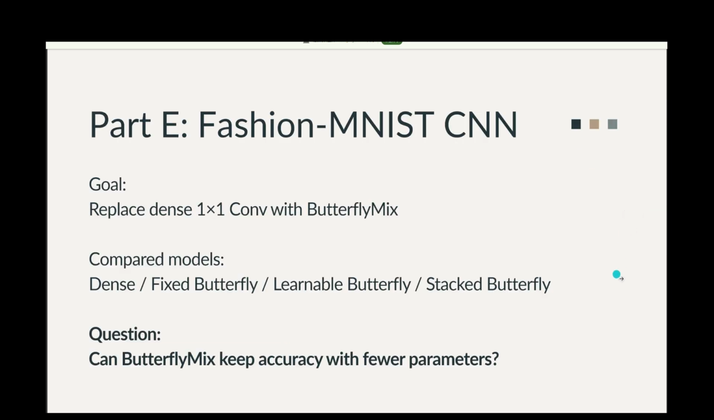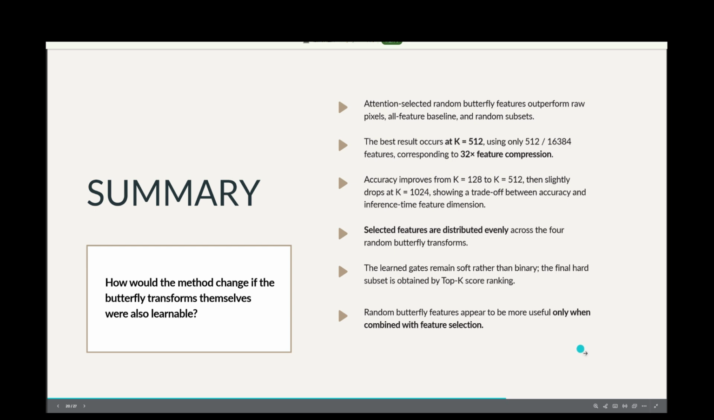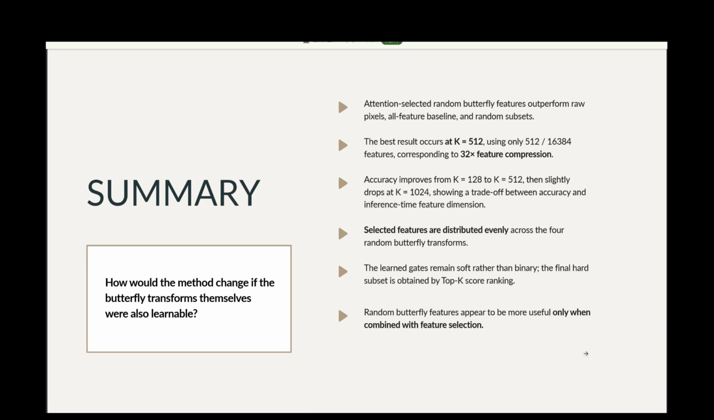For the last question, if the butterfly transform were also learnable, the main focus will change. In my current experiment, the butterfly transforms are fixed and random, so the main problem is feature selection.